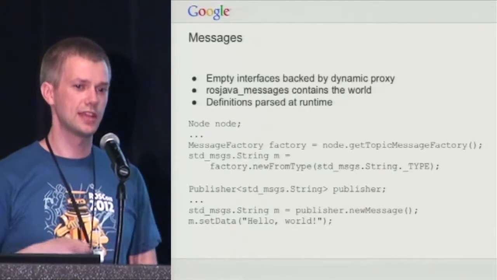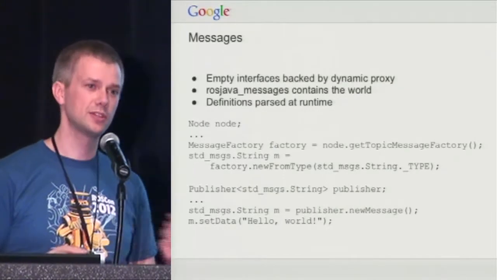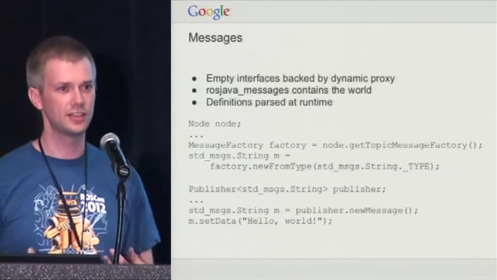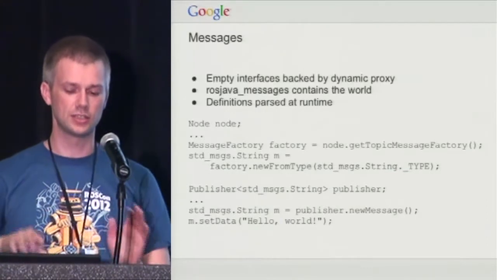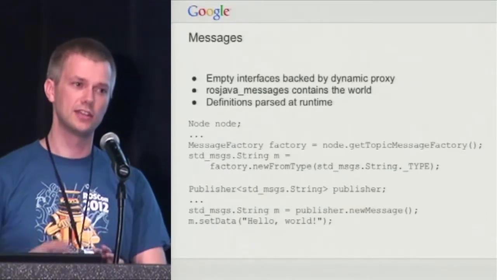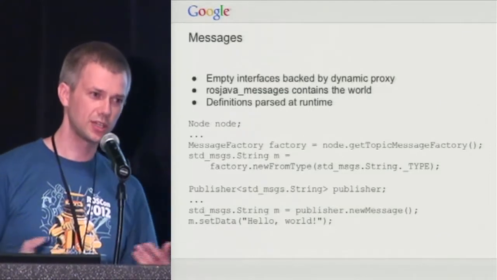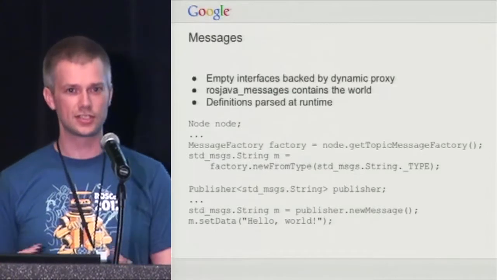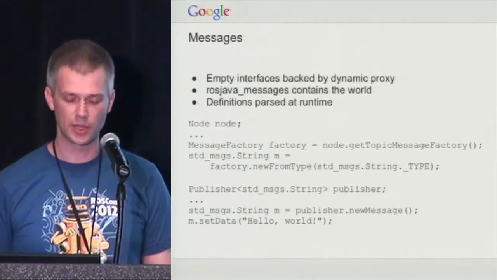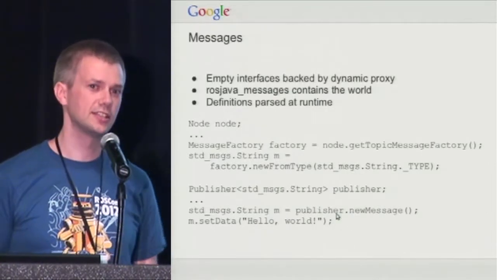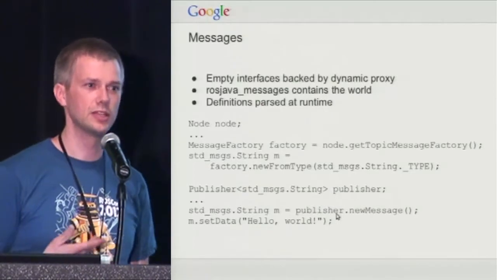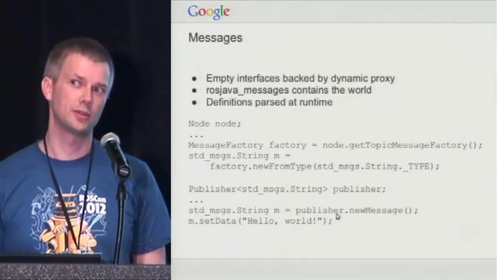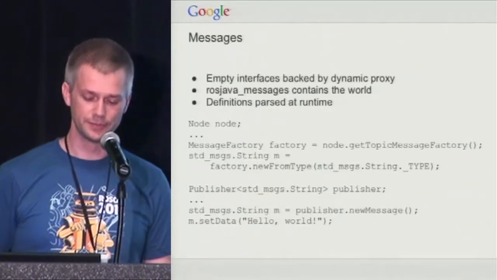The implementation for a message, or the implementation for things that know how to serialize and deserialize messages, all of that stuff is hidden away in factories that get handed around. So it adds a bit of complication, but I think it can be hidden pretty easily with these convenience methods like the new message on a publisher. But it really adds a lot to the flexibility. If you wanted to completely replace ROS messages with something like protobuf, that would be possible.